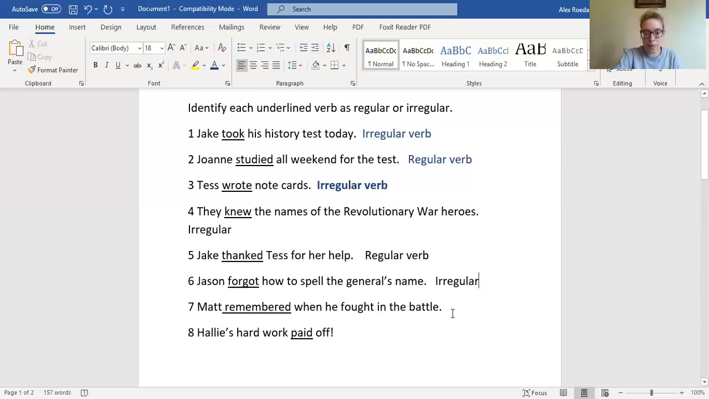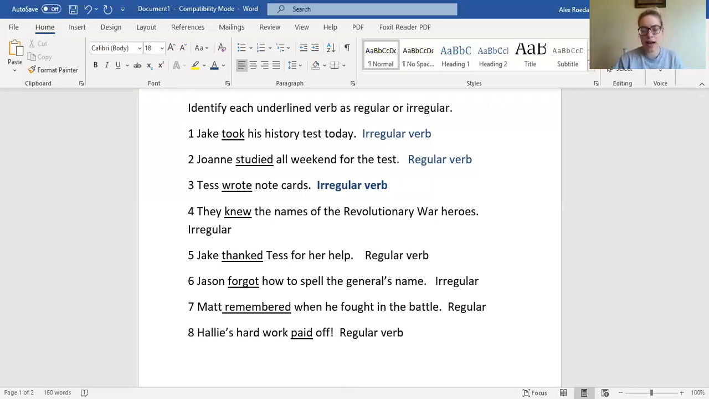All right, number 7, Matt remembered. My present tense form of remembered would be remember. Looks like for that one, we just added that ed or that d, so that would be a regular verb. And then finally, the last one, Haley's hard work paid off. Let's look at that verb paid. The present tense would be pay. It just looks like we changed that Y to an I and added D. So paid would also be a regular verb.